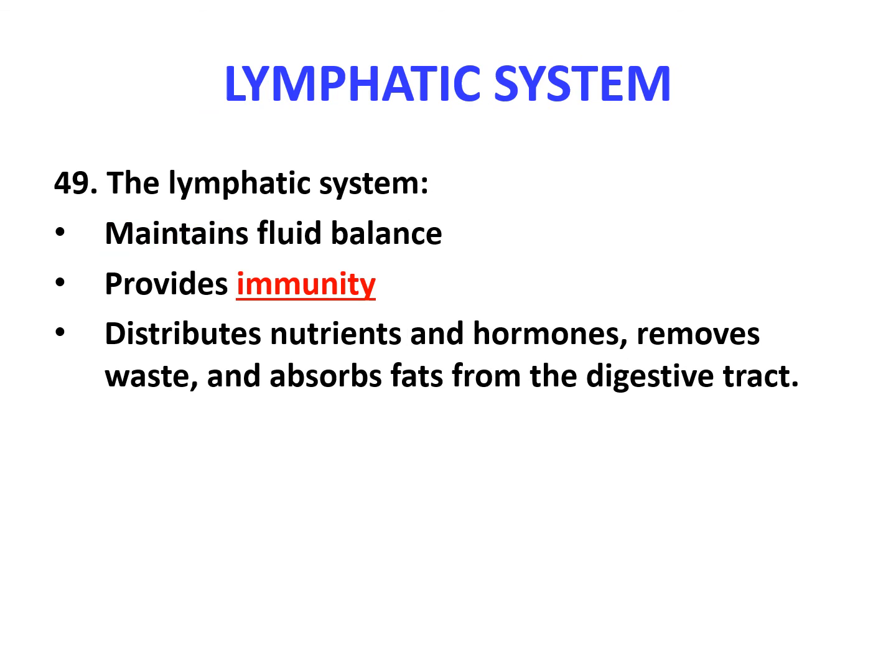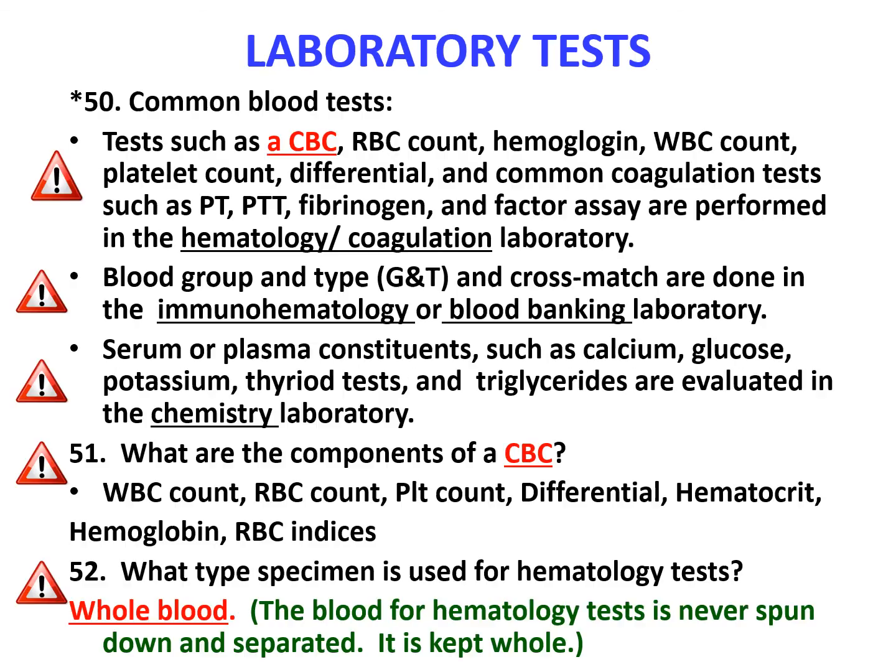Okay, so moving on to the lymphatic system now. What is the lymphatic system? It maintains a fluid balance. It provides immunity. It distributes nutrients and hormones. It removes waste and absorbs fats from the digestive tract. So you see people who have lymphatic problems may have a lot of swelling in their ankles and their feet and their lower legs because that lymphatic system is not able to do its job. So it's not able to remove that waste and that fluid, so that fluid pools up down there. But it's also vital in your immune system, okay?